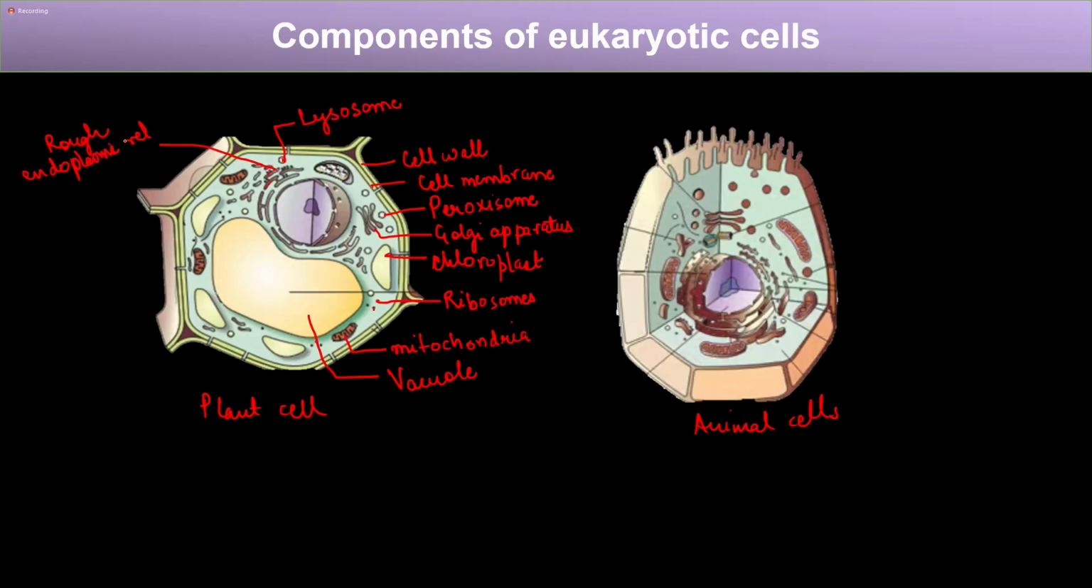Why are these called rough endoplasmic reticulum? Because these structures have ribosomes attached to them. Okay. Now, plants also have smooth endoplasmic reticulum, and these are called smooth because they do not have ribosomes attached to them.